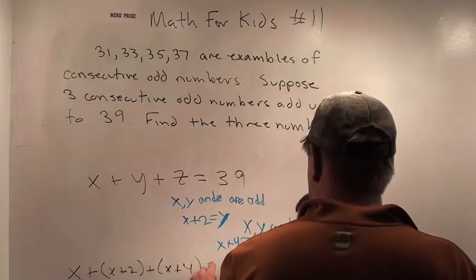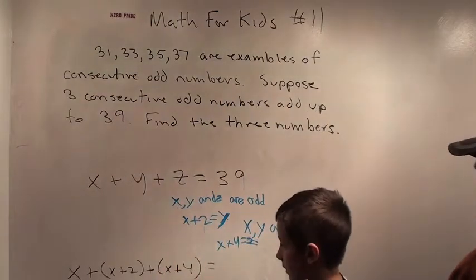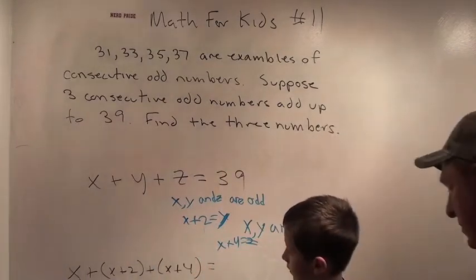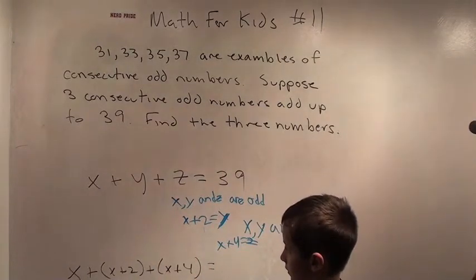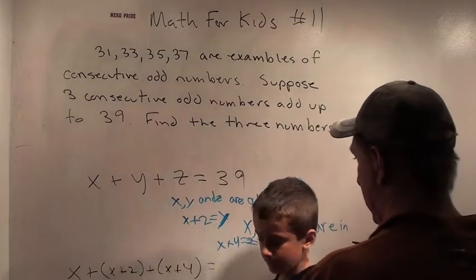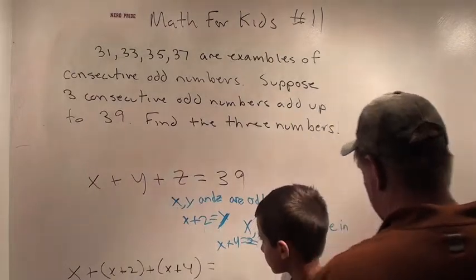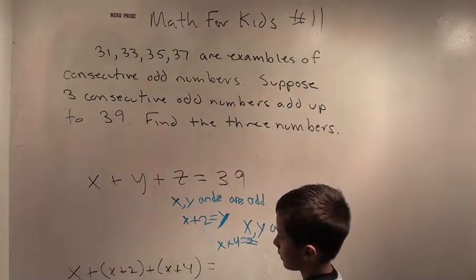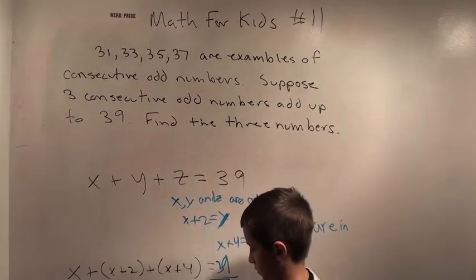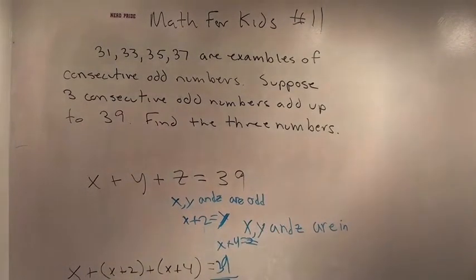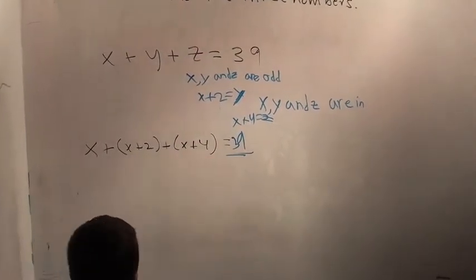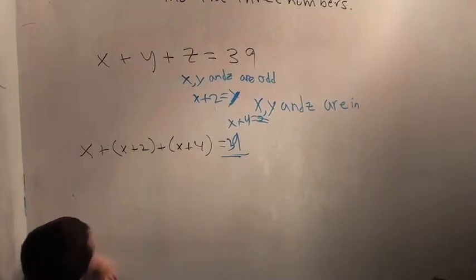And what does the sum add up to? It's 3x plus 6. That's right. But what does this equal? We know that x plus the other two numbers equals 39. Very good. Now jump down off your chair, so we're getting lower. Okay, there we go. So x plus, x plus 2, plus x plus 4 equals 39.